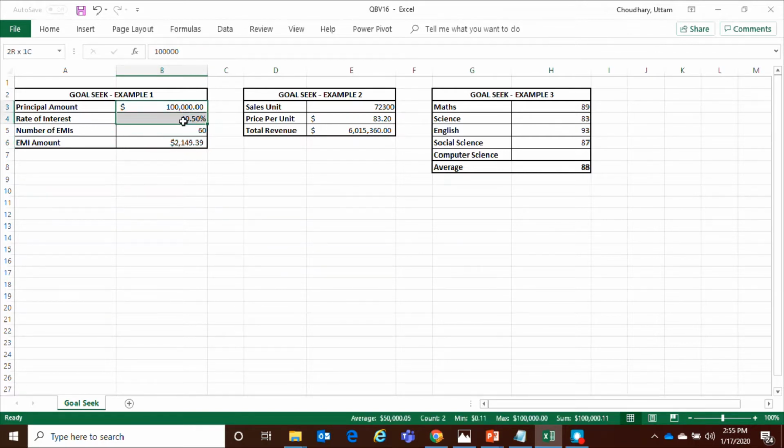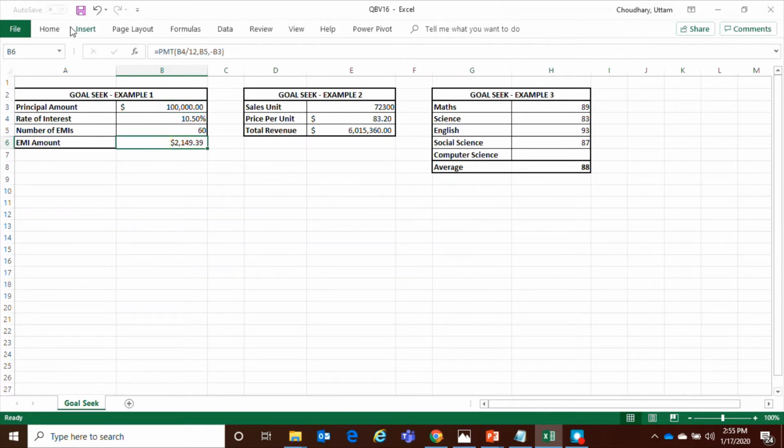Here, what we've done is we have taken the principal amount, the rate of interest, and the number of EMIs, which is getting me the EMI amount. But here I'm asking the bank a different question. I'm saying, hey, I'm okay to pay $3,000. Can you let me know how much more principal amount you can give me as a loan? I need more money.